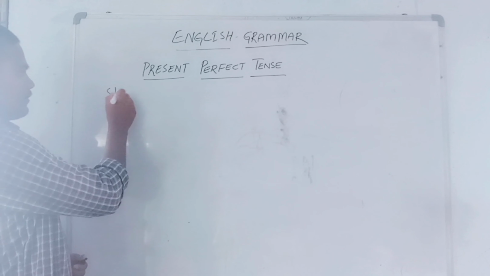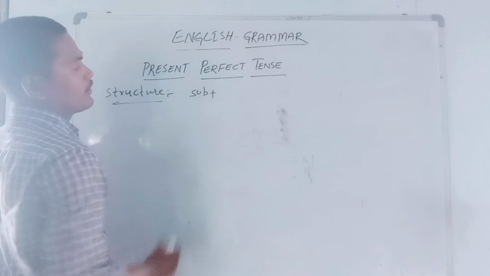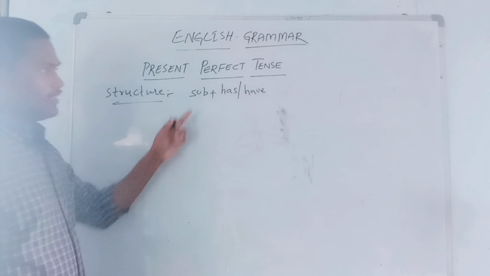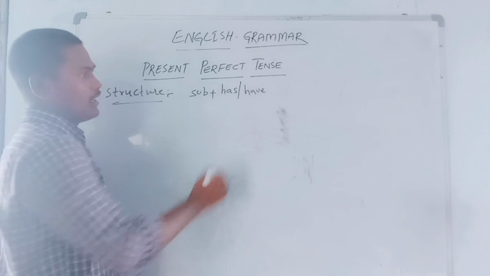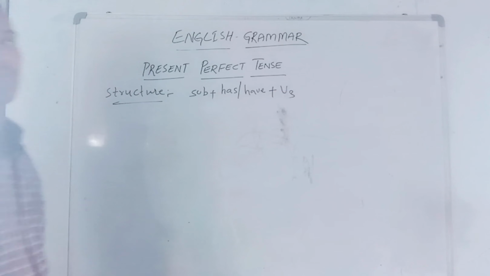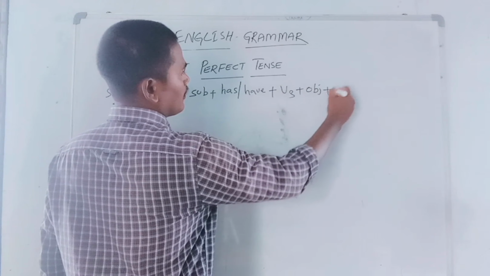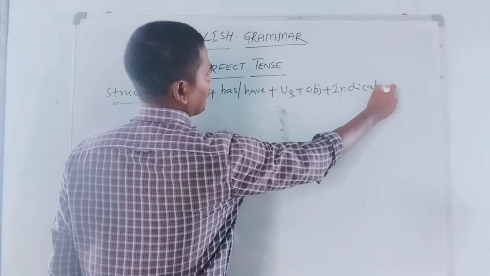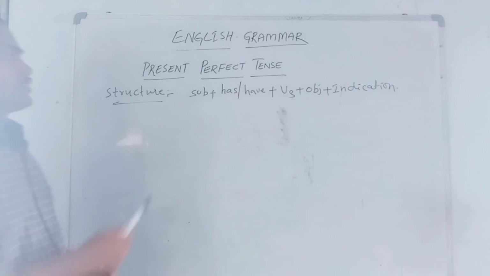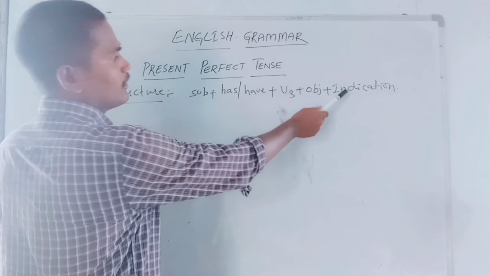So this tense structure: subject, placed with either has or have. Based on the subject, we should use any one of the helping verbs after the subject in the sentence. Then the V3 verb form, plus object and indication as usual. So it is the present perfect tense structure: subject, has or have, V3, object, indication.